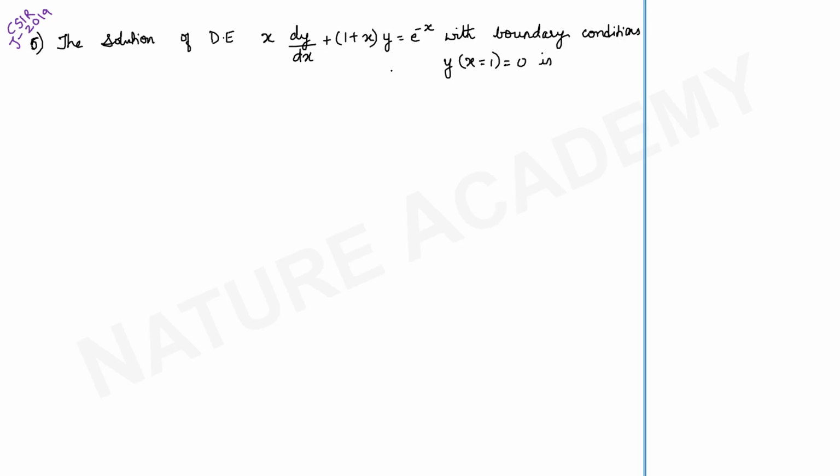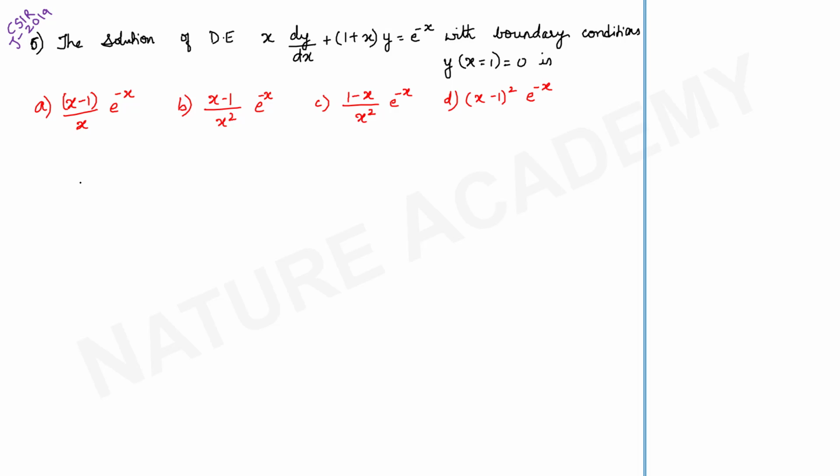The question is, the solution of the differential equation x dy plus (1 plus x) y dx is equal to e raised to minus x, with the boundary condition y is equal to 0 at x is equal to 1. Now they have also given the options. Option A is (x minus 1)/x into e raised to minus x, option B is (x minus 1)/x² into e raised to minus x, option C is (1 minus x)/x² into e raised to minus x, and option D is (x minus 1) whole squared into e raised to minus x.